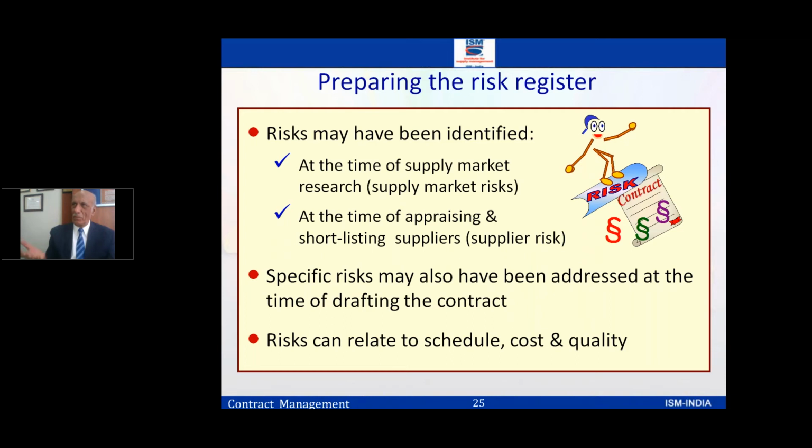Risk can relate to schedule. That's the first thing, the delivery part. It can relate to cost, and it can relate to quality. So these are broad three headings around where the risk could be spelled out.